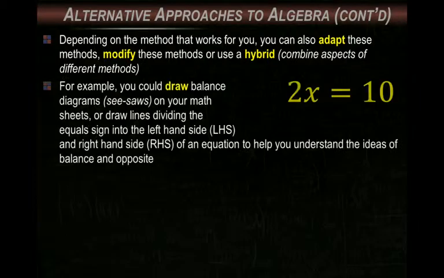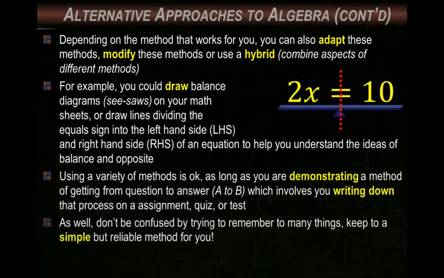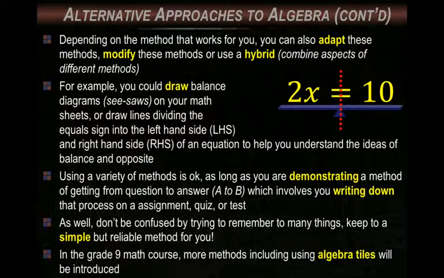Some of you may not, for example, draw a line through the equal sign like I've shown you. Some of you may not draw a little teeter-totter under the equation to help you understand balance. Some of you might still be able to draw those to help really emphasize the fact that this is balance and that one side, the left-hand side, equals the right-hand side.